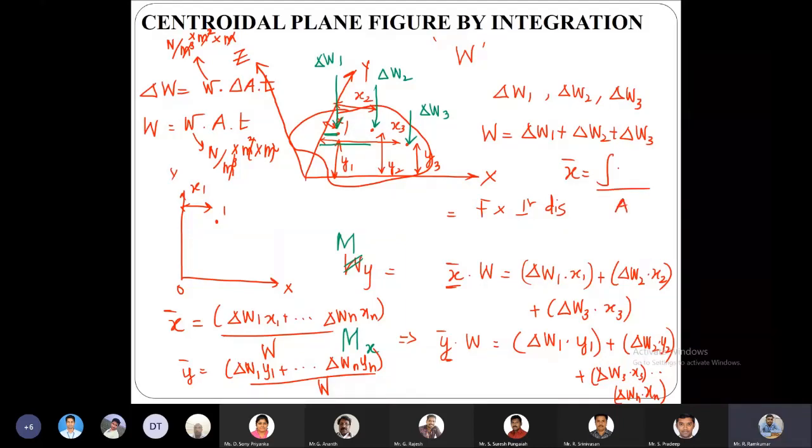x dA divided by the area, and then for y bar we get integral of y into dA divided by the area A. So similarly for the weights also we get the terms as x bar is equal to integral of x into dw, or del w, divided by w.